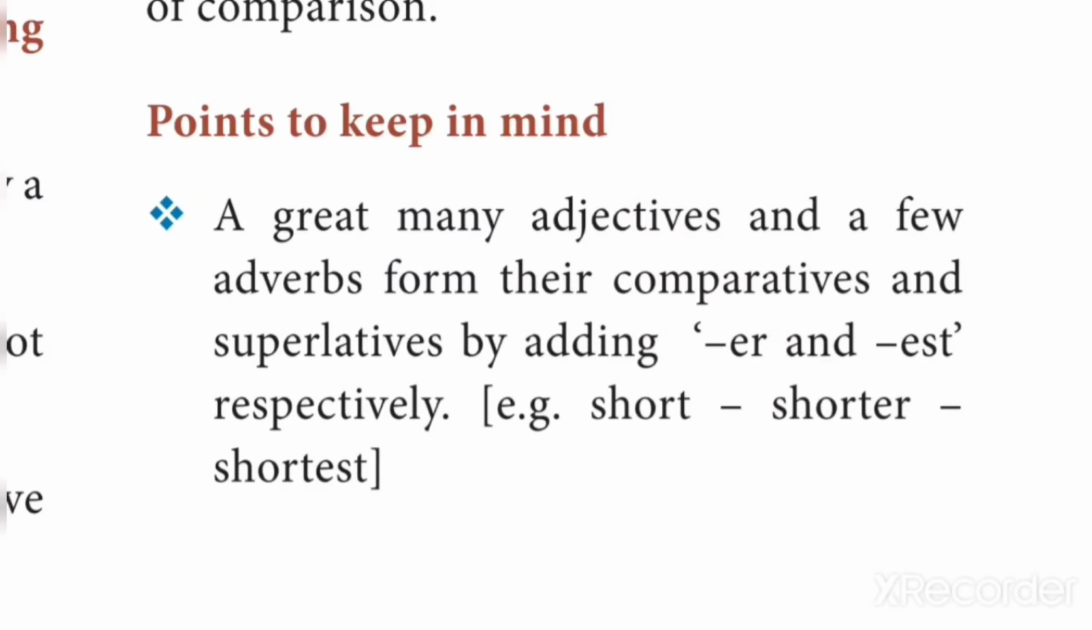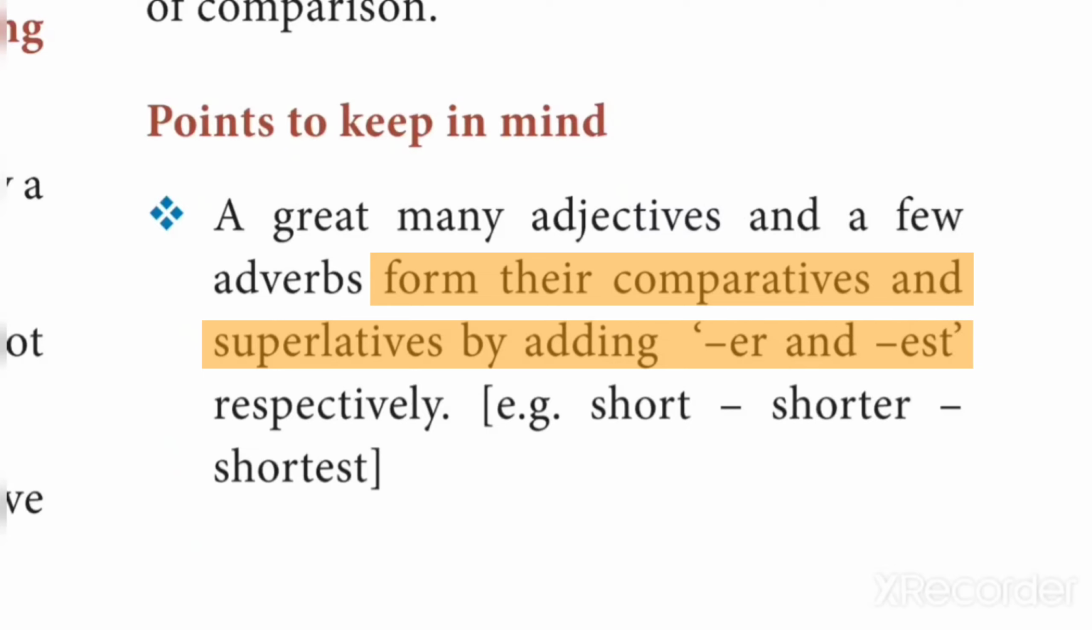Points to keep in mind. A great many adjectives and a few adverbs form their comparatives and superlatives by adding er and est respectively. For example, short is the positive degree word, whereas the comparative degree is shorter with er suffixed, and its superlative is shortest with est suffixed.